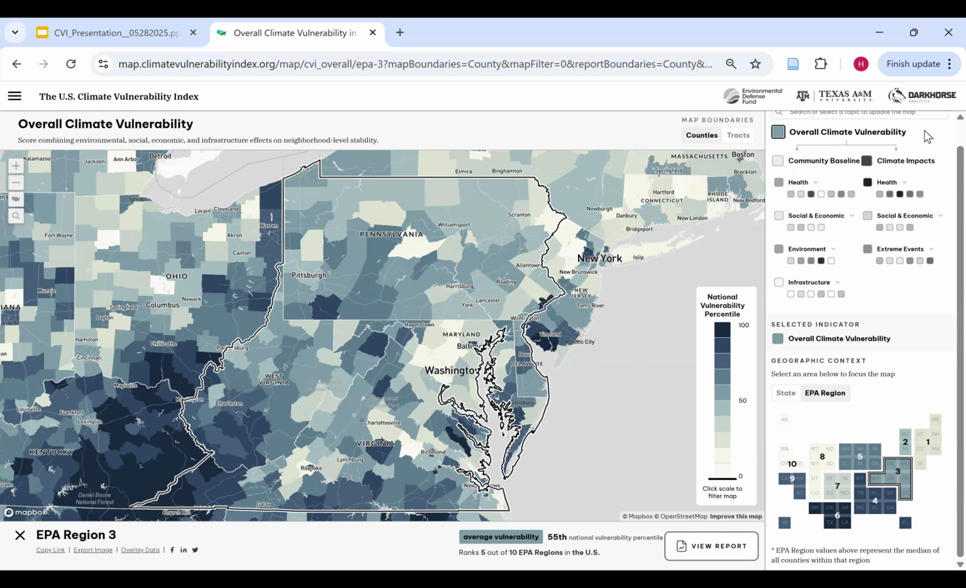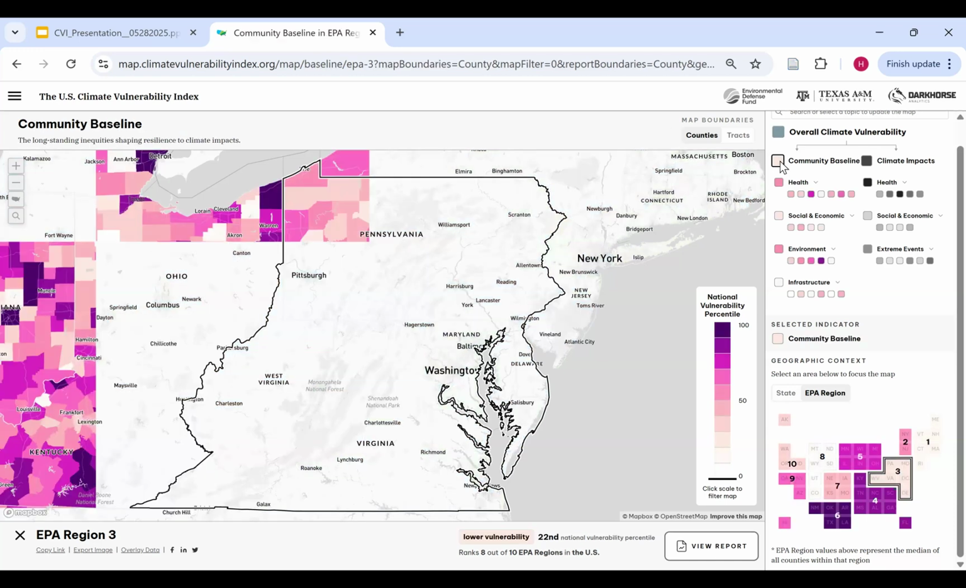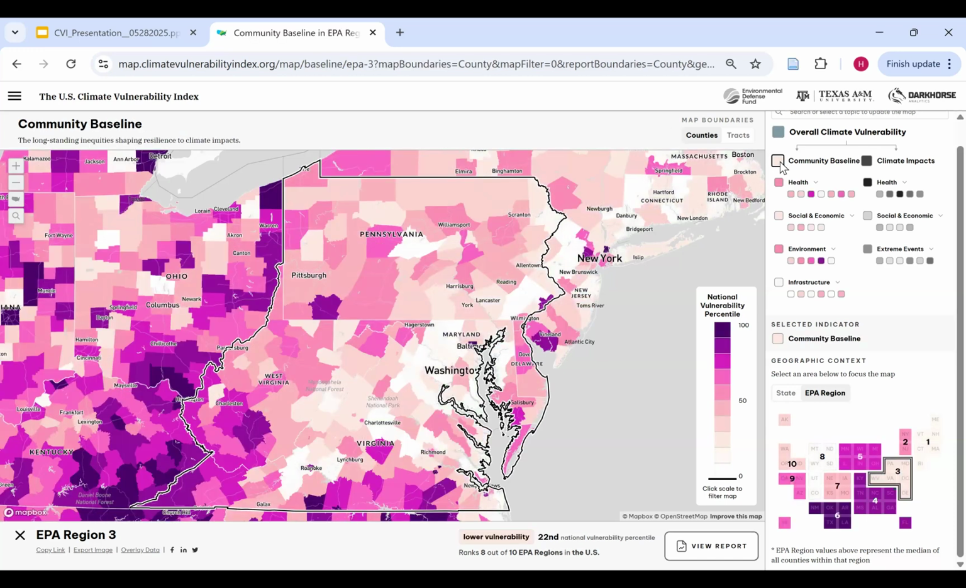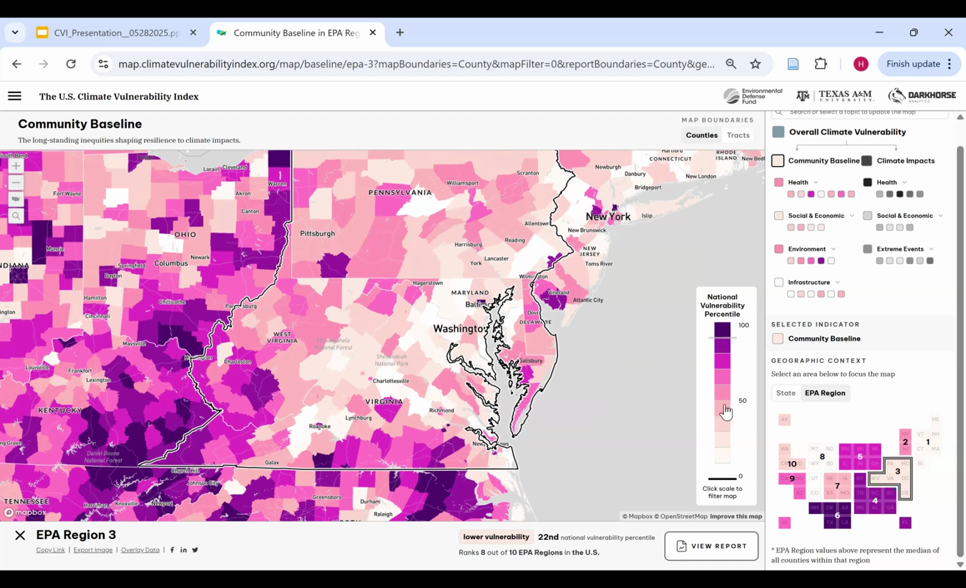From the overall climate vulnerability, we are now going to click the baseline score. It has its own color. As you can see, the dark means bad and the light color means relatively good. With the community baseline, you can compare the regions and you can compare the states, to see which state has the highest score. You can also compare the highest, for example, here is region 6, which is around Texas and Oklahoma, that has the highest.